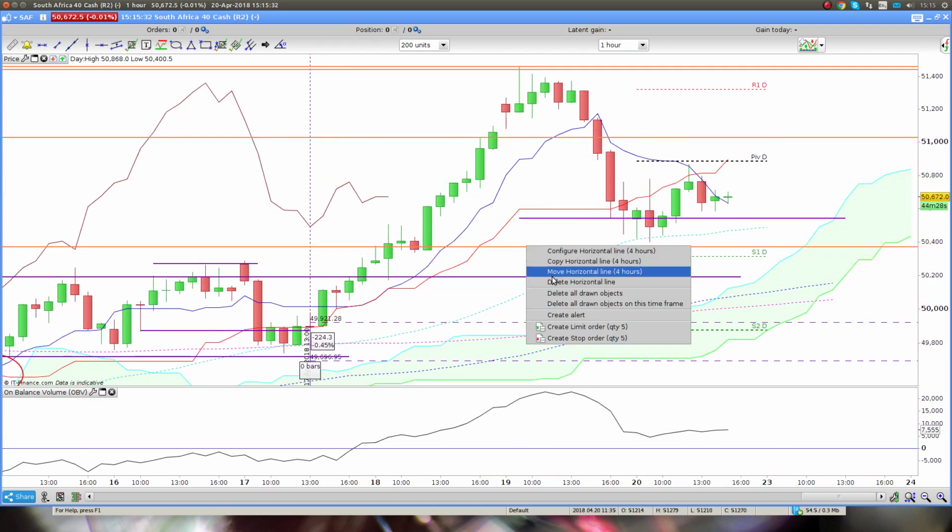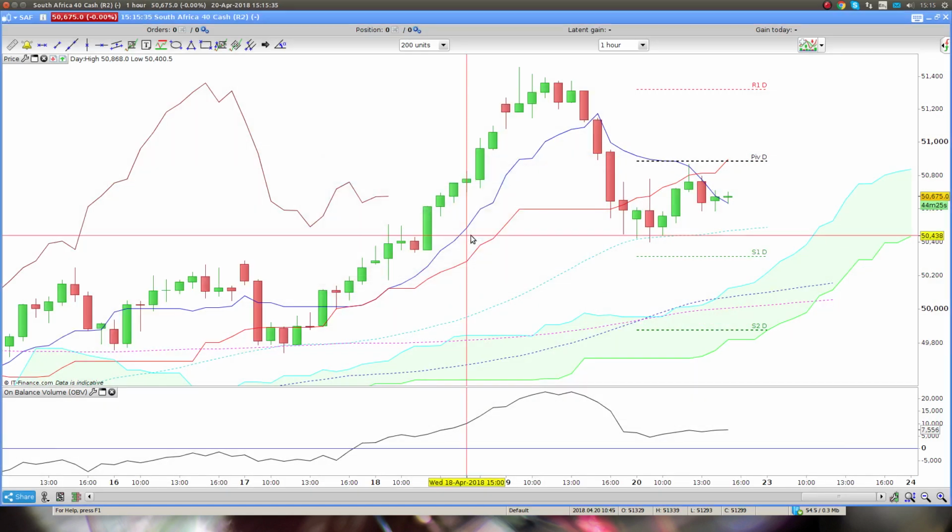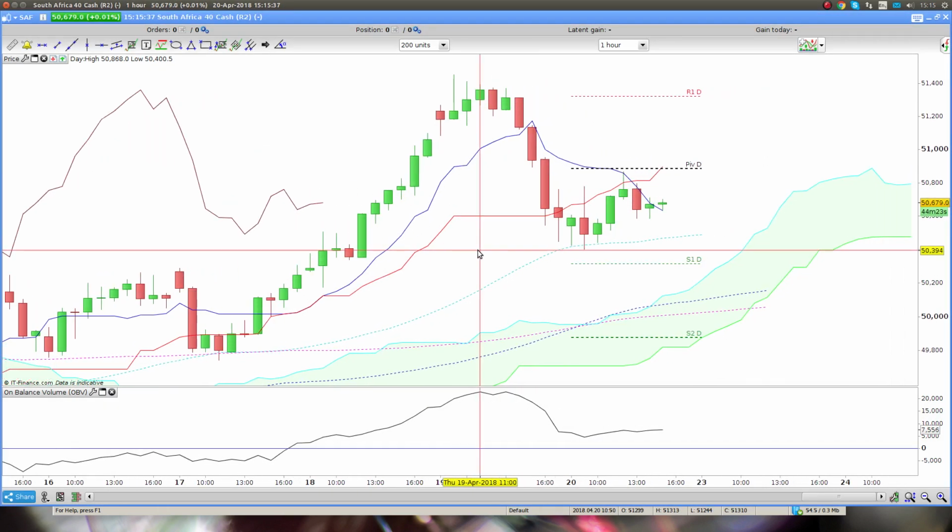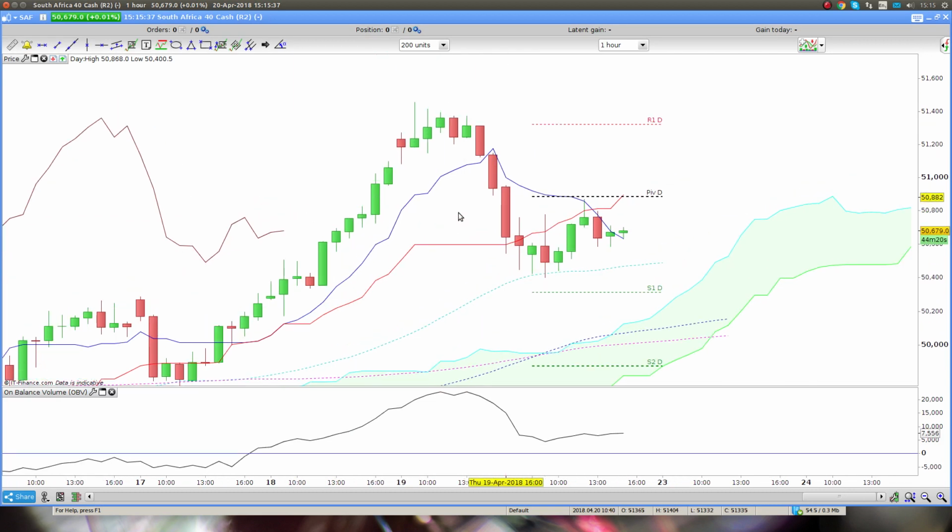Okay, now I'm just going to clear all these drawn objects. Okie dokie. So we've had a pretty big sell-off. Okay. Now, most of the times there is a second move. So there were a couple of clues here. The first one is that Tenkansen is pointing down. Okay, you've got the daily pivot up there, and we've also had a crossover. So we've had a crossover here, which is a bearish crossover.